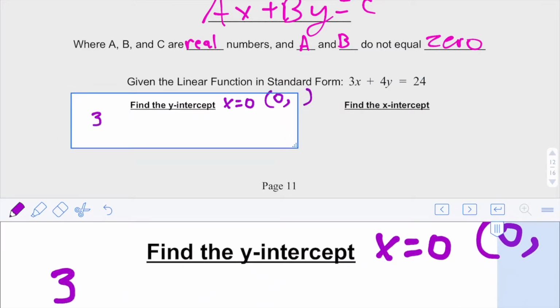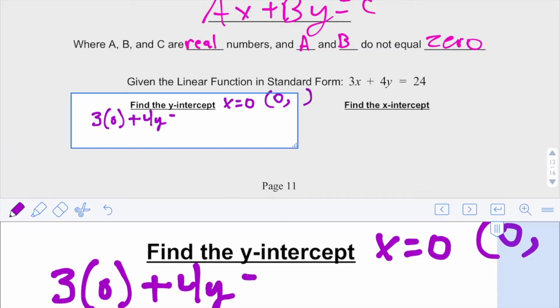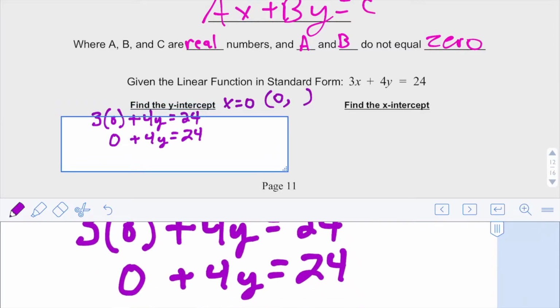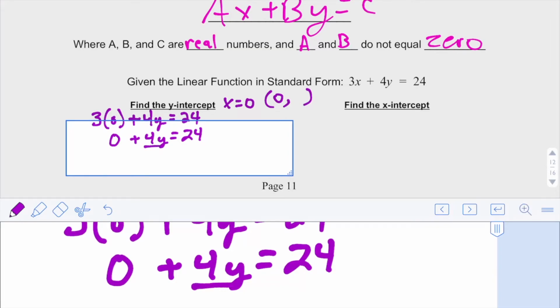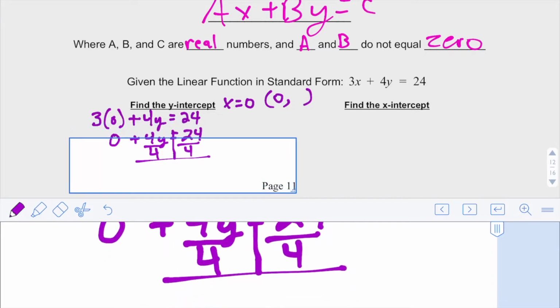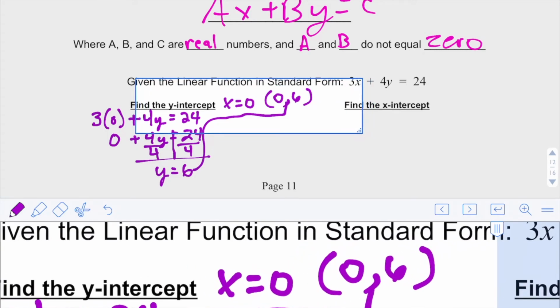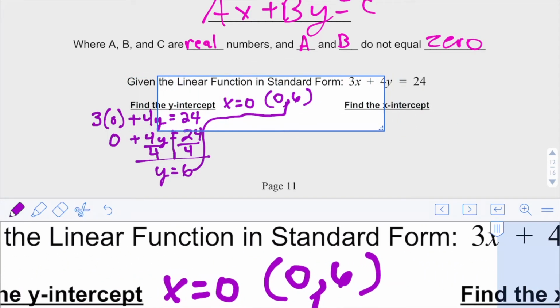We have 3, and then I'm going to plug 0 in for x, plus 4y is equal to 24. Well, 3 times 0 is just 0, plus 4y equals 24. And to then get the y by itself, I'm going to divide both sides by 4. And then that gives me a y value of 6. So I take that y value and I plug it back in to my point. And now my y-intercept of this equation is (0, 6).